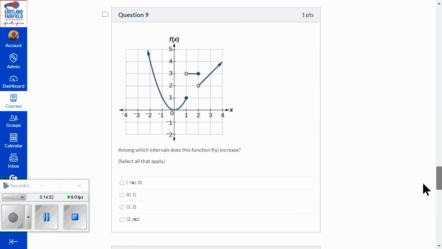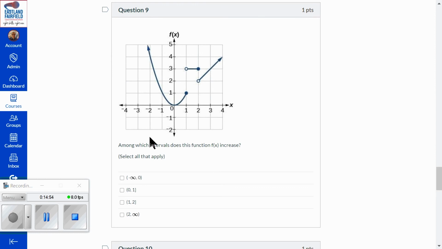I want to finish this video by looking at questions 9 and 10. Question 9, among which intervals does this function f of x increase? Select all that apply. Well, let's look at this particular function. Look at the slope of this function. If we're going from left to right, this function is clearly going downhill from this arrow to 0. That would be called a decreasing function. It has a negative slope overall from this arrow down to 0.